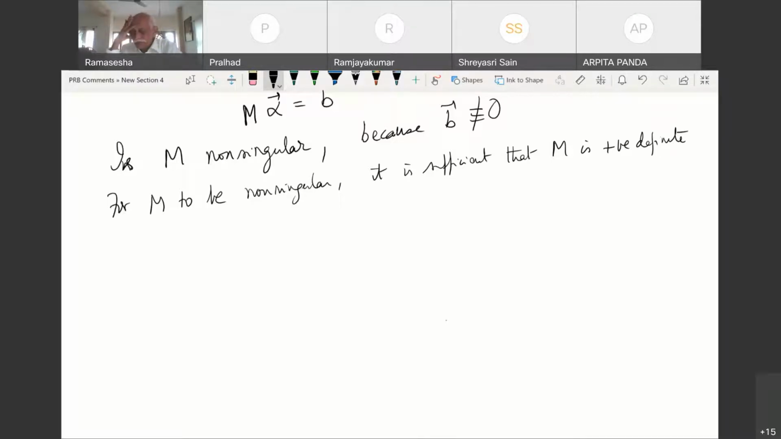When is M positive definite? When is a matrix positive definite? If all the elements are positive. If all the what? Say it. All the diagonal elements are positive. Is it diagonal elements or is it eigen?